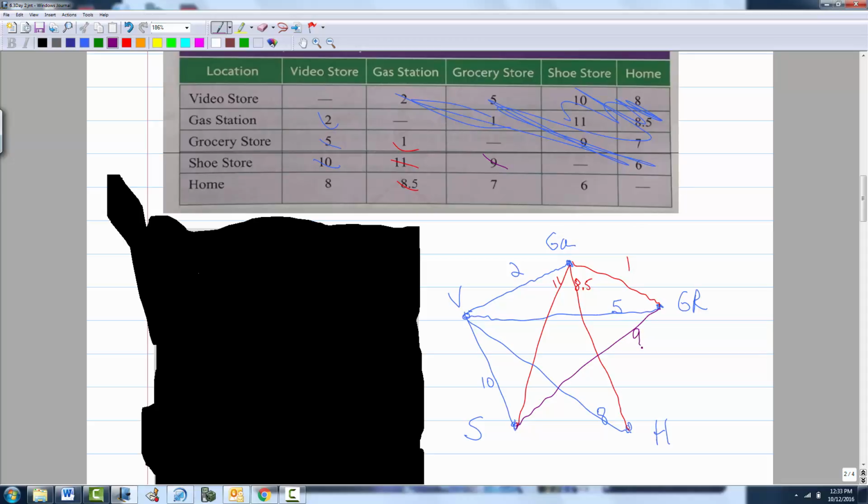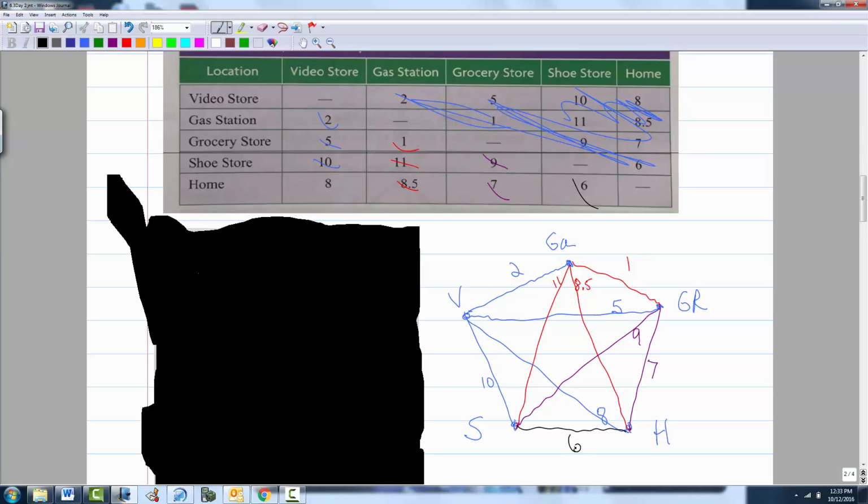And then the last color, maybe orange. No, blue. No, or black. Okay. And then there's only one thing left to 6 that goes from, that's easy, shoe store to home. Yeah, I don't know if black really sticks out.